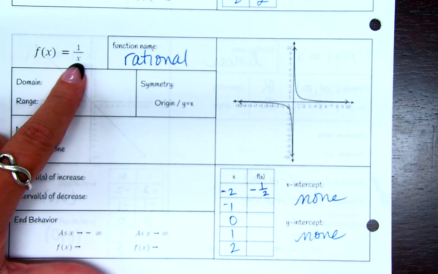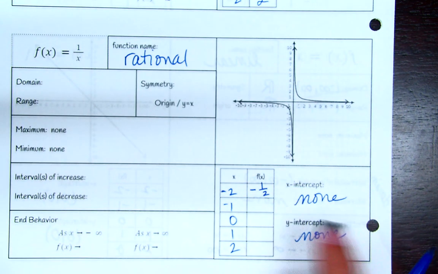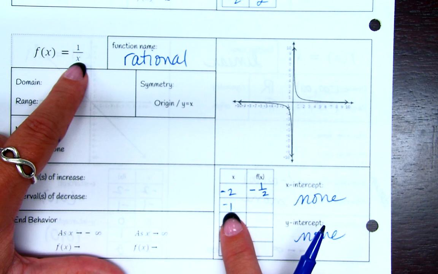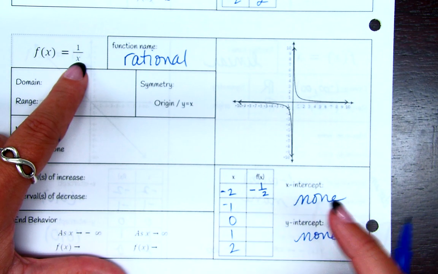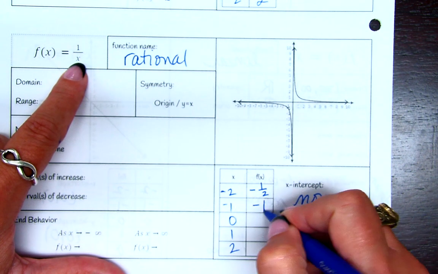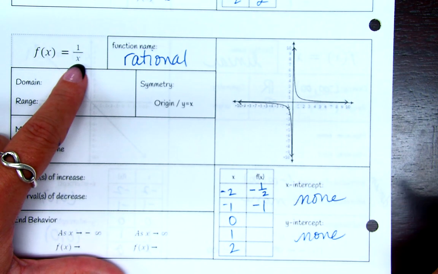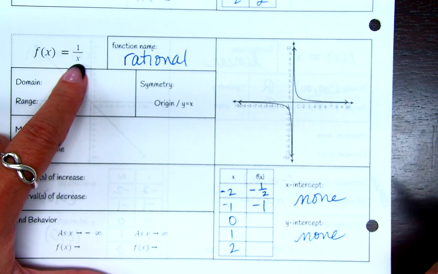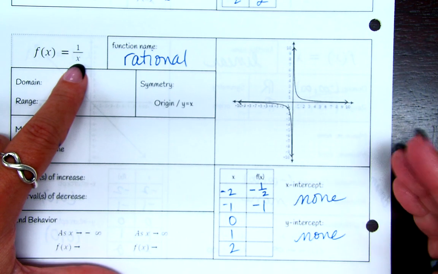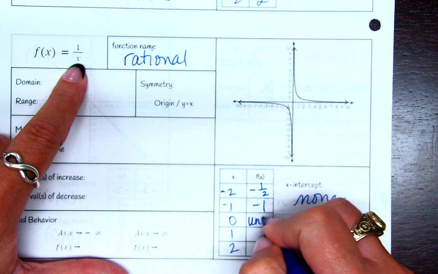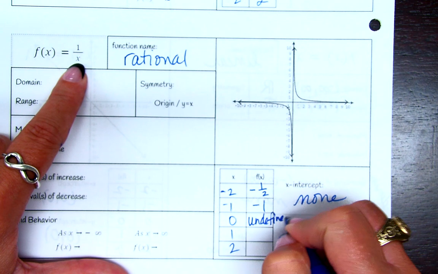-1/2? Yeah? What if I put in a -1? What's 1 over -1? Isn't that just -1? Yeah, absolutely. What about 1 over 0? Can't divide by 0. You can't, can you? You cannot divide by 0, can you? That is undefined.